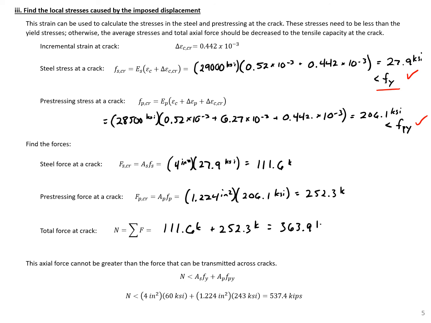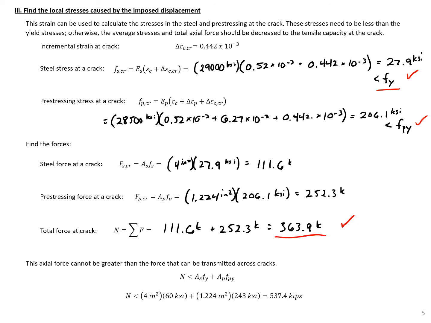363.9 kips. And if you look back, you can see that this force is equal to the average force in the column, including tension stiffening and our concrete component. So that checks. You want to make sure that your total force at the crack is equal to the average total force in the column.